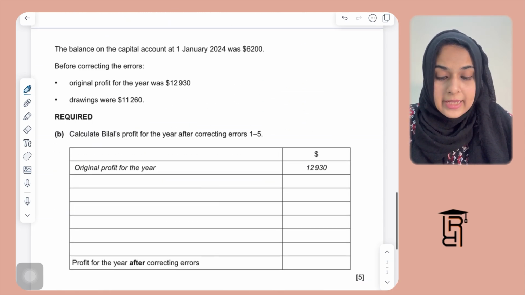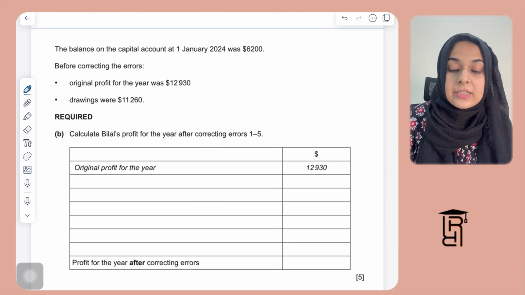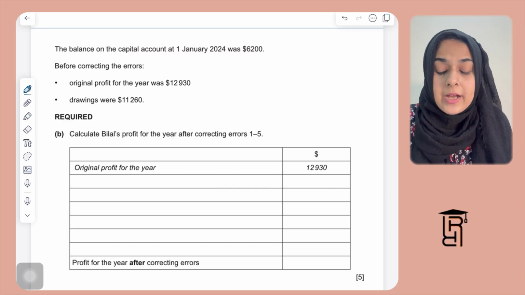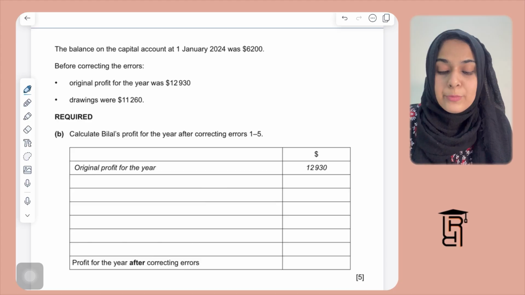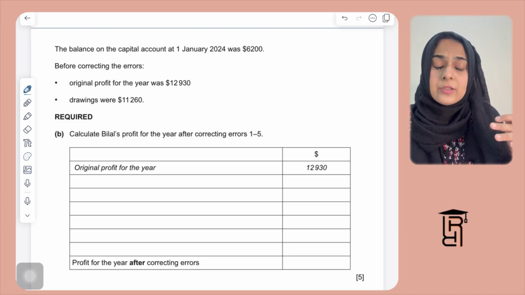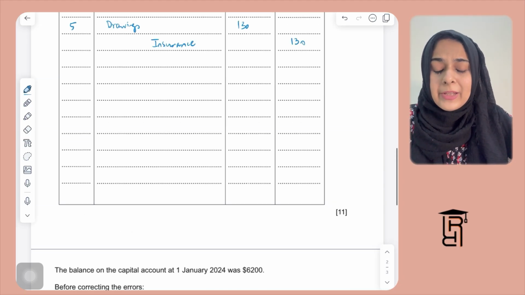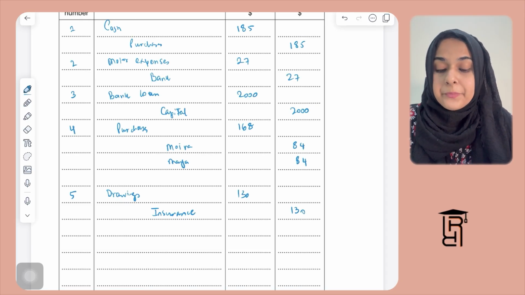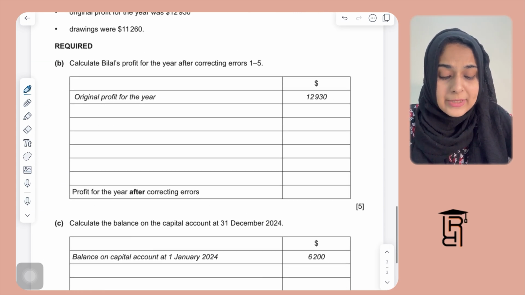In the next part, they are saying the balance on the capital account at 1st January 2024 was 6,200. This is my opening capital. Before correcting the errors, the original profit for the year was 12,930 and drawings was 11,260. So all of these have been affected when we have corrected the errors, right? So when I made the error corrections, profit is being affected, capital is being affected, and drawings has also been affected, right?